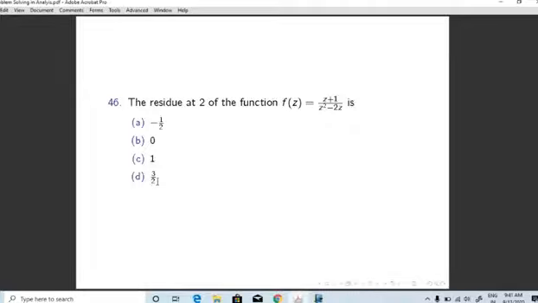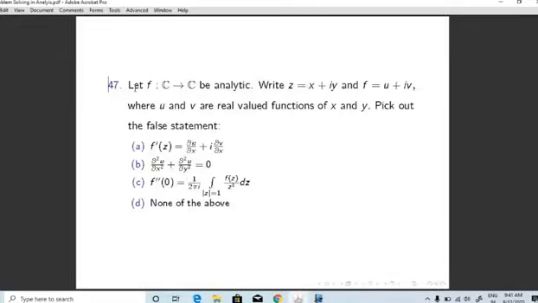Our next question. Let f be a function from C to C that is analytic, write z equal to x plus iy and f equal to u plus iv. Which of the following is a false statement? The first is always a true statement, because it is the complex form of the CR equation: the derivative is equal to ux plus ivx. So this is correct. And since it is analytic, the real part satisfies uxx plus uyy equal to 0, because the real part always satisfies the Laplace equation. Therefore, this is a true statement.